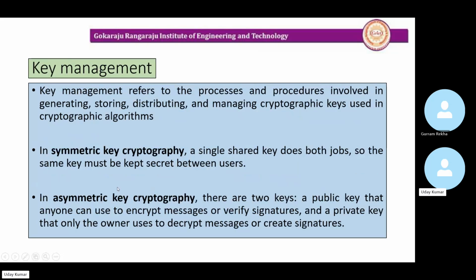And next, key management. This is the last topic of the second unit. Key management refers to the processes and procedures involved in generating, storing, distributing, and managing cryptographic keys used in cryptographic algorithms. We have discussed symmetric key cryptography and asymmetric key cryptography. Symmetric keys have only one key. Asymmetric keys have two keys, public and private.